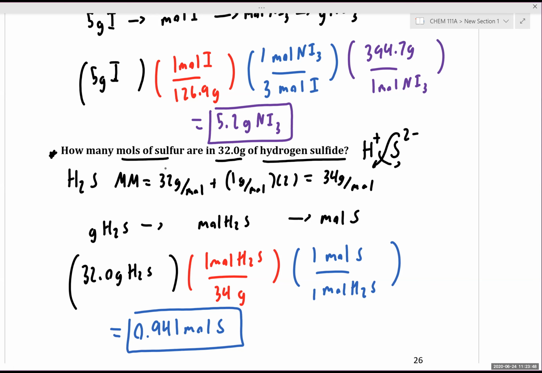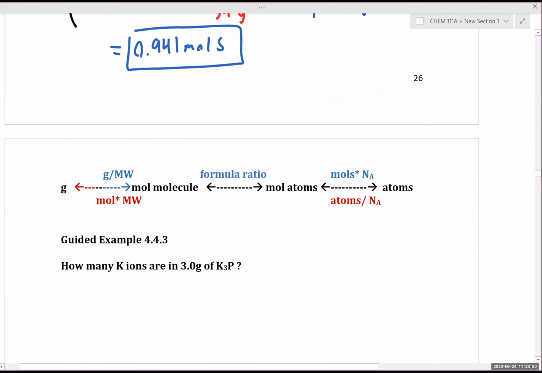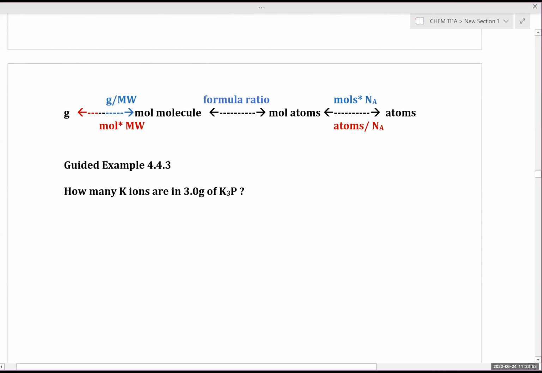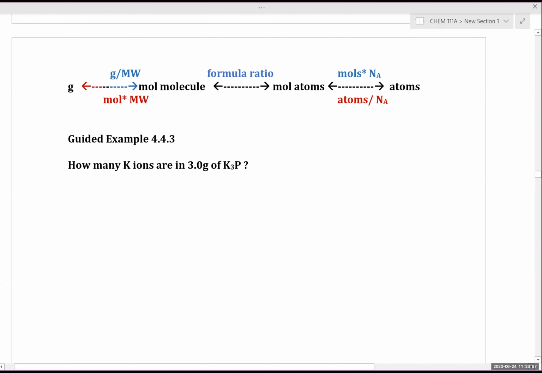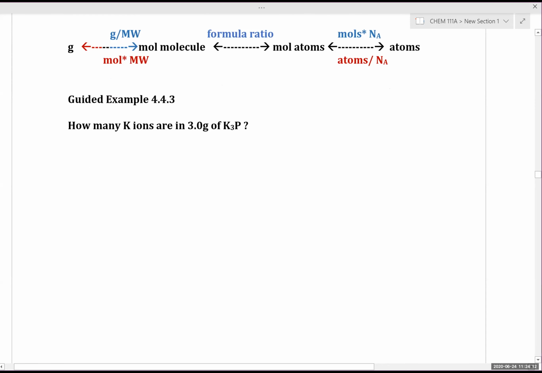If not, let's continue on and let's do another guided example. This time we're really chaining together all of the conversion factors that we've learned to go from grams to moles of molecules to moles of atoms to just atoms. And remember, to go from moles to atoms, we use Avogadro's number. So in this case, we're asked how many potassium ions are in 3 grams of potassium phosphide.